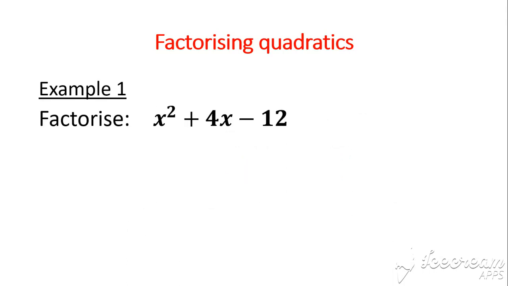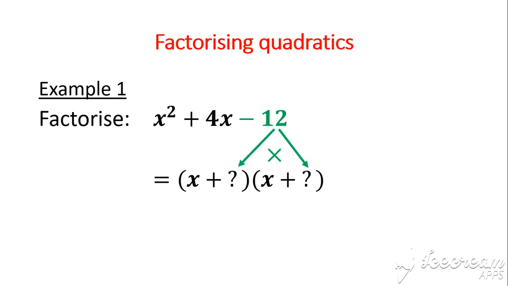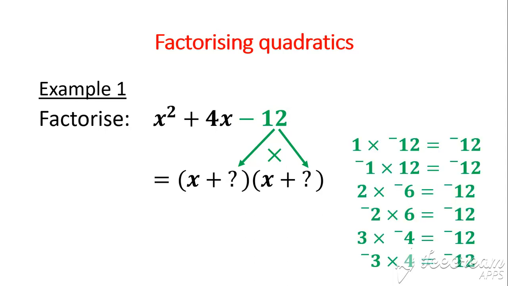All right, let's get into some trickier examples that deal with integers. Here we go. We're going to factorize x squared plus 4x minus 12. Right, so the first thing we know is there's two brackets and they must multiply to give negative 12. Now, the only way to multiply to get negative 12 is if one is negative and one is positive. So here's a list of possible numbers that multiply to get negative 12.